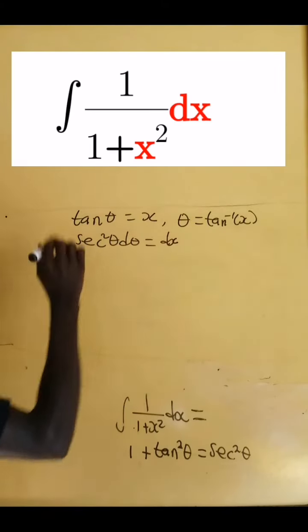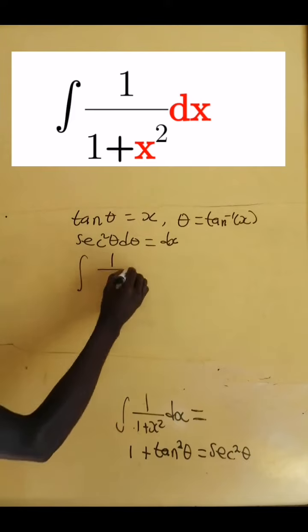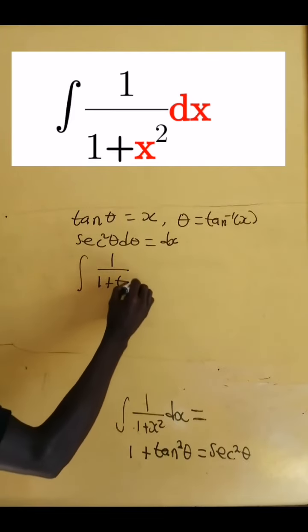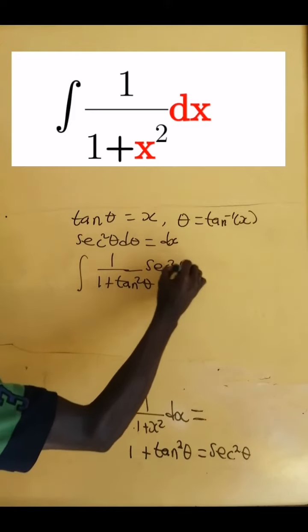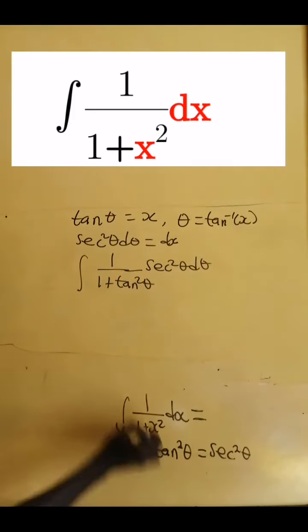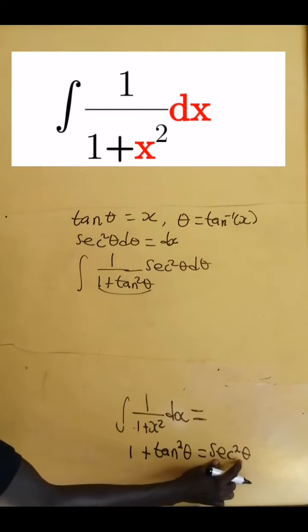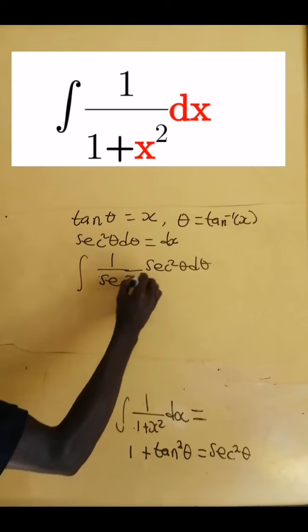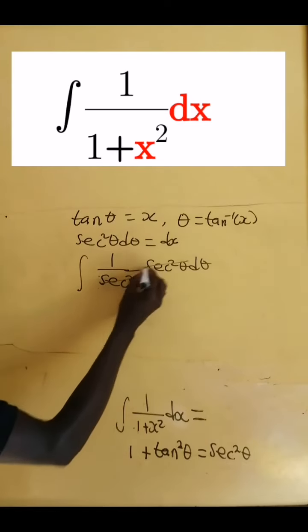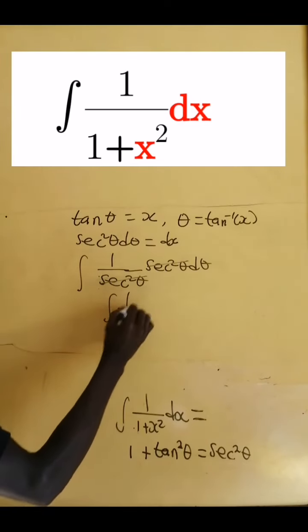We now replace x by tangent of theta, so our integral becomes 1 divided by 1 plus tangent squared of theta times secant squared of theta d theta. But 1 plus tangent squared of theta is secant squared of theta. So if we put secant squared of theta here, secant squared of theta cancels secant squared of theta, and we have the integral of d theta.